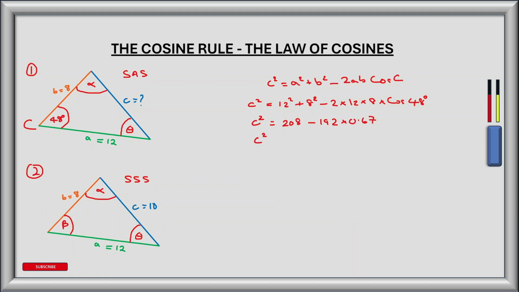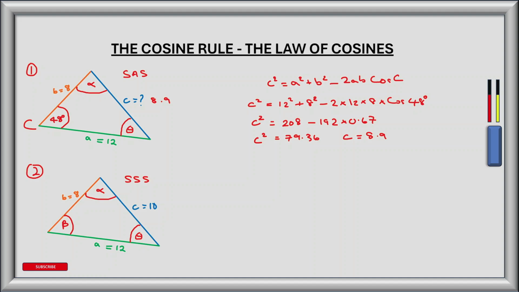Then c squared is equal to 79.36. So c is equal to the square root of 79.36. So c is equal to 8.9. So if I write in the value of c here against triangle 1. So now we have three sides and one angle. We can use the sine rule to find another angle and then find the third angle by subtracting the sum of the other two angles from 180 degrees.